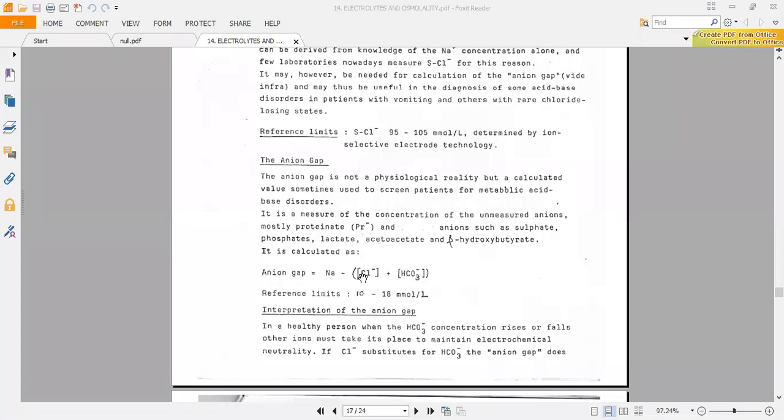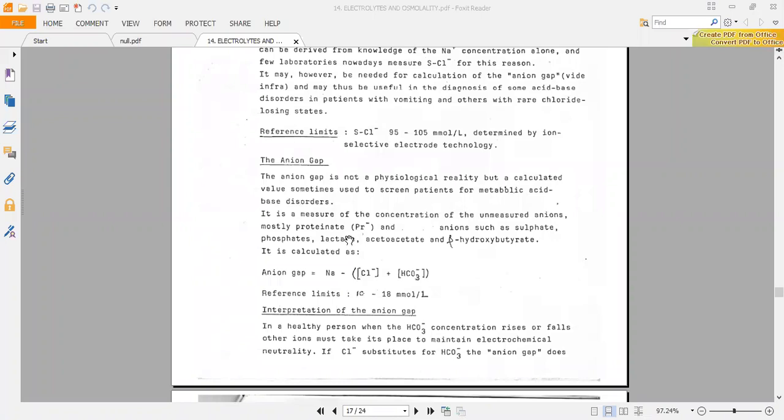So if the chloride and bicarbonate concentration reduce, then if you look at this mathematical equation, sodium minus this factor, if this factor decreases, then the anion gap will increase. How do the chloride and bicarbonate levels decrease? These levels will decrease when the other anion levels increase. The other anions are sulfates, phosphates, lactates, acetoacetates, and beta hydroxybutyrates. When these levels increase, chloride and bicarbonate levels will decrease, and hence the anion gap will increase.